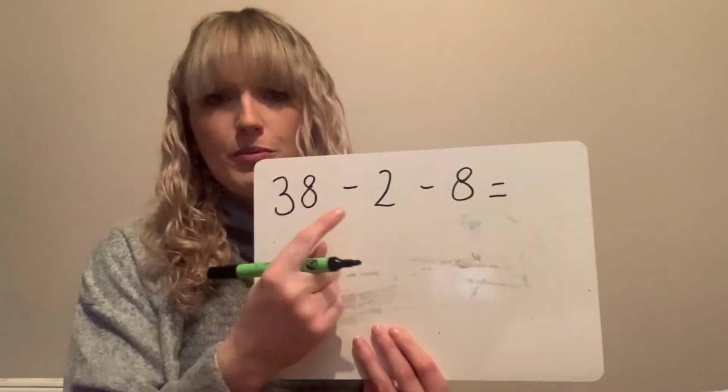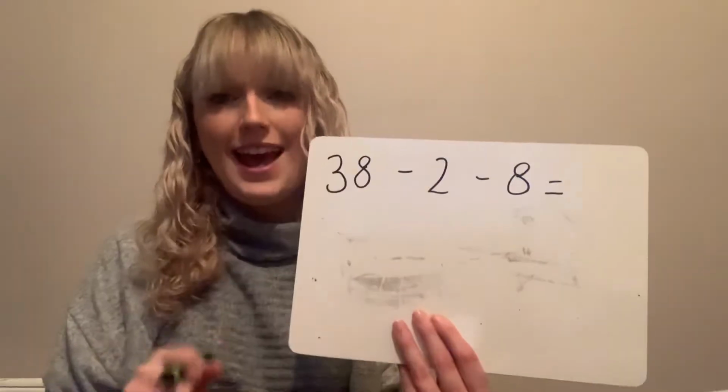Okay, let's look at one more question together and then it's your turn. So this time I've got the number 38. I'm subtracting the numbers 2 and 8. So I've got 38, subtract 2, subtract 8.